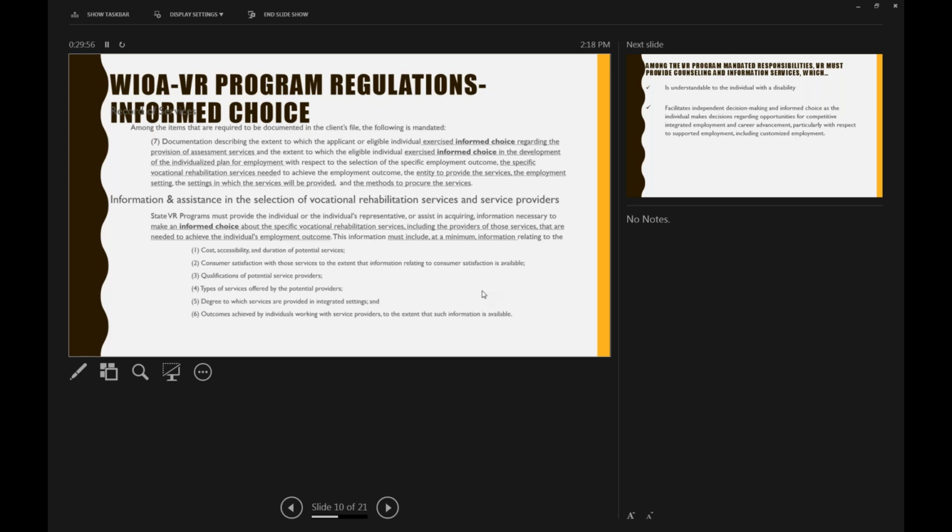The information and assistance in the selection of VR services include that VR programs must provide the individual or their representative, or help them obtain, this information about the providers: who they are, the types of services that are offered, the degree to which those services are provided in integrated settings, the cost, accessibility and duration of potential services, consumer satisfaction with those services that are available, the qualifications of potential service providers, and the outcomes that these providers have obtained previously.